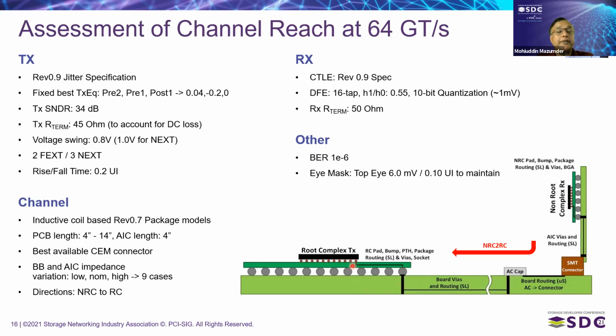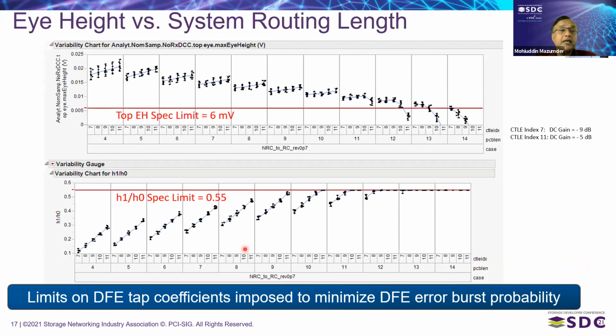We also represent the package models by the reference package models that are defined in the specification. And then we run the simulation to see whether we are achieving our goal. So this slide shows the eye height versus the system routing length. The PCB length is from 4 to 14 inches.